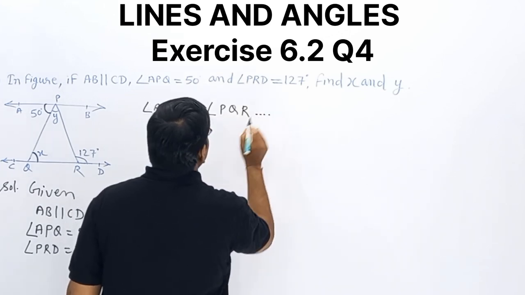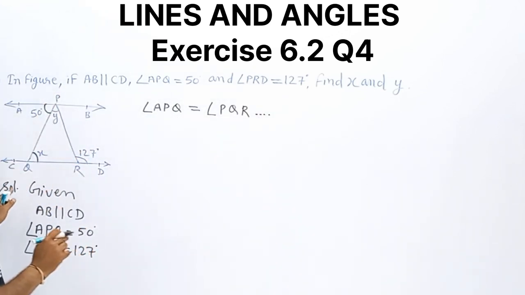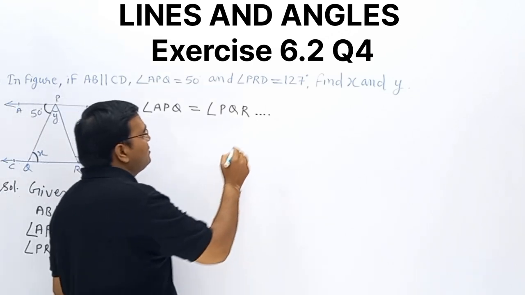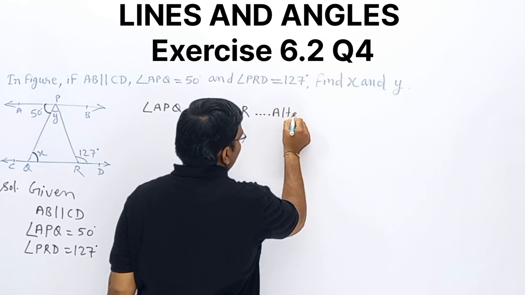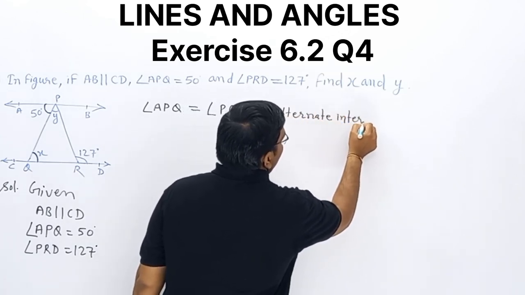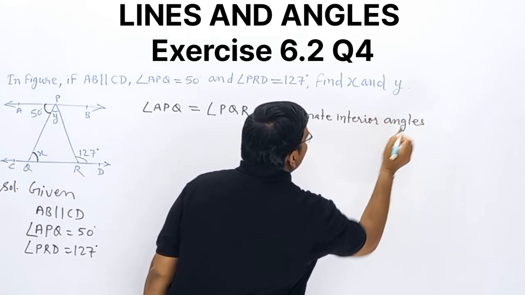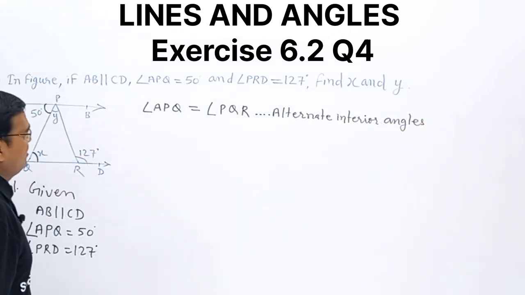Why? Because two parallel lines are there, one transversal is PQ, and this angle will be equal to this one. Why? Because of alternate interior angles. Both are alternate interior angles.